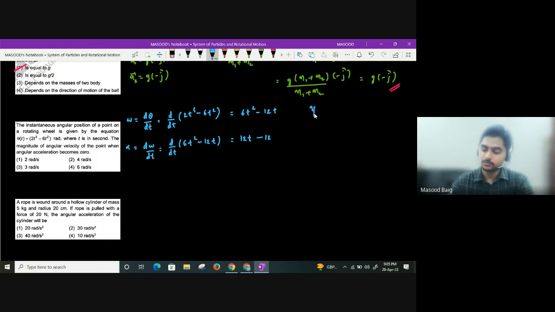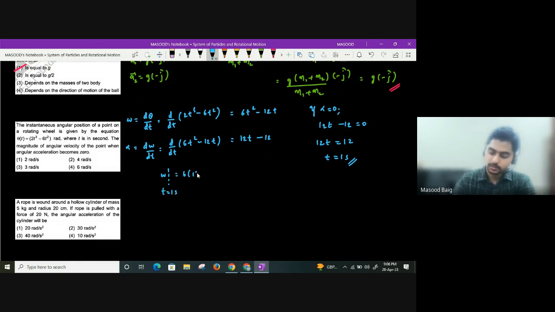Now if alpha is 0, when will alpha be 0? 12t minus 12 should be equal to 0. 12t value will be equal to 12. The t value will be 1 second. So alpha will be 0 at 1 second. In that case, what is omega value? Omega at t equal to 1 second, if I find, it will be 6 into 1 square minus 12 into 1. You will get it as minus 6 radian per second, guys.